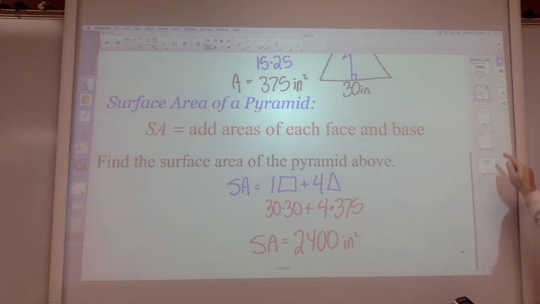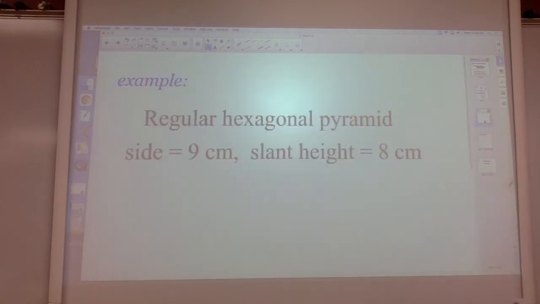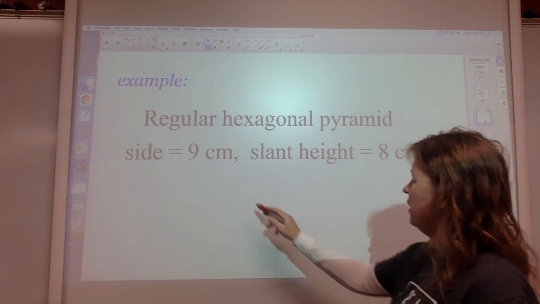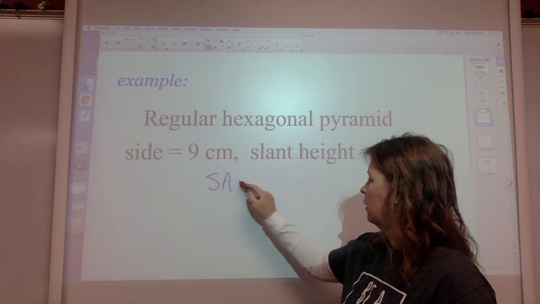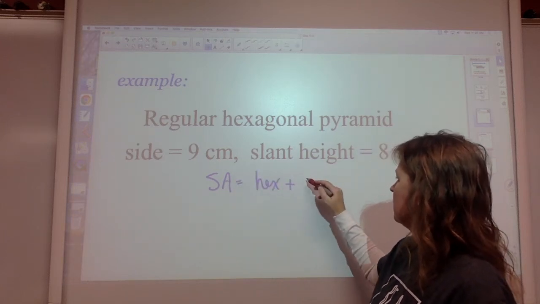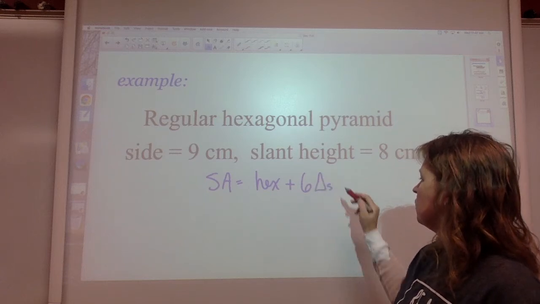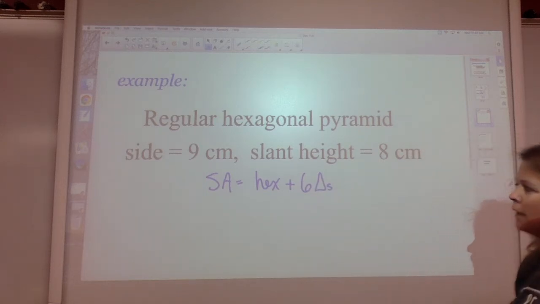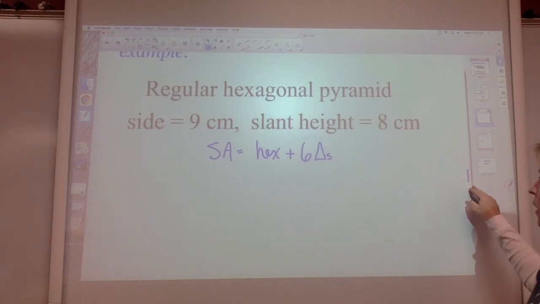Okay, next up. What if you have a regular hexagonal pyramid? I dare you to draw a regular hexagonal pyramid. You don't have to. Its side is 9 centimeters. Its slant height is 8. Okay, so we know to find the surface area, we're going to need 1 hexagon plus 6 triangles. 1 hexagon, which is the base, and 6 triangles.